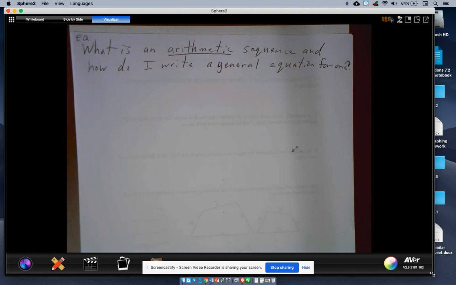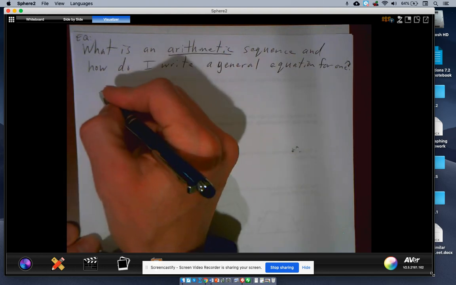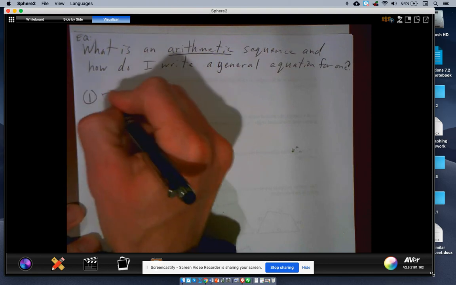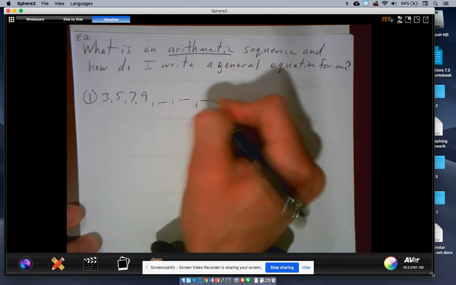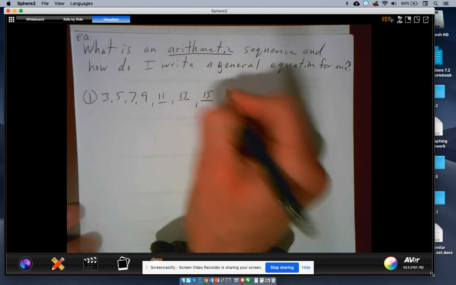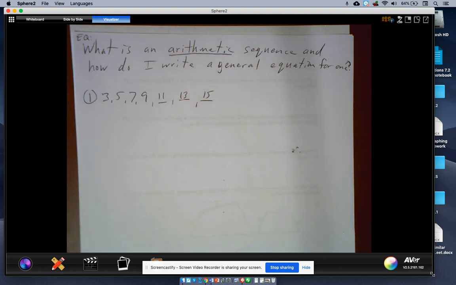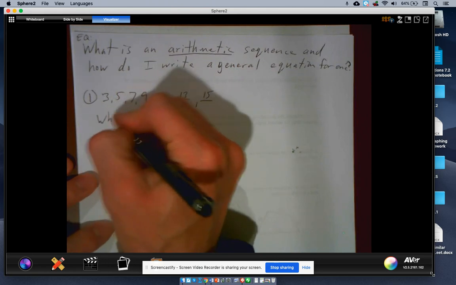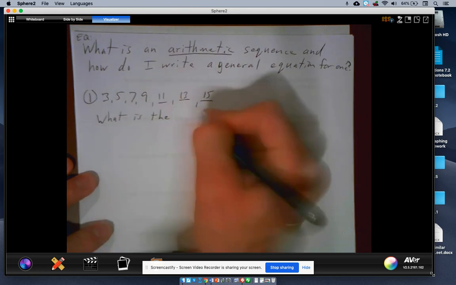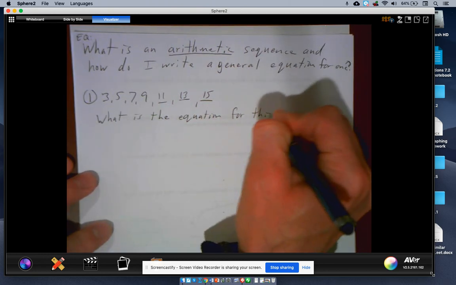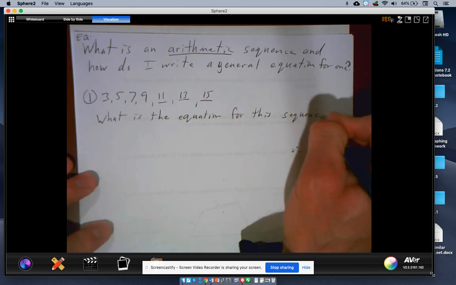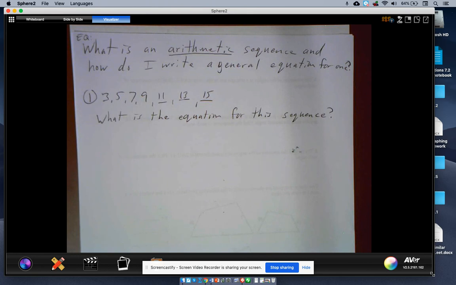So let's get started. We've done a couple of these, but we're going to take them a step further. If I said the numbers 1, 3, 5, 7, 9, and asked what are the next three terms, you would tell me 11, 13, 15, because you know the rule: just add 2. So now we're going to come up with an equation that represents this sequence. The question may say something like, what is the equation for this sequence?